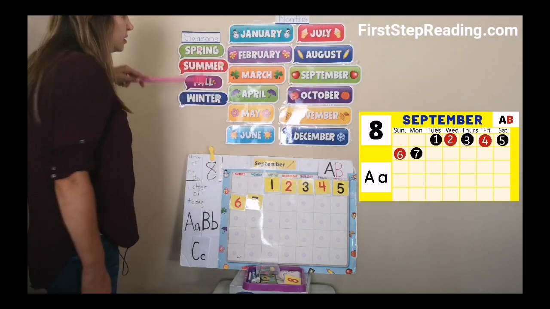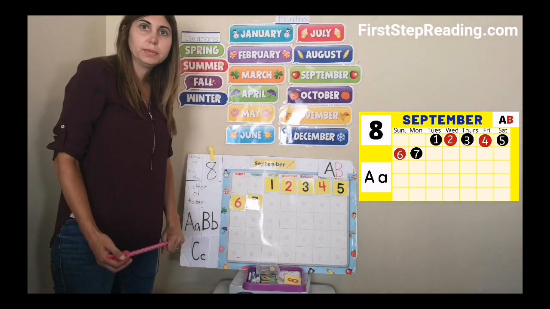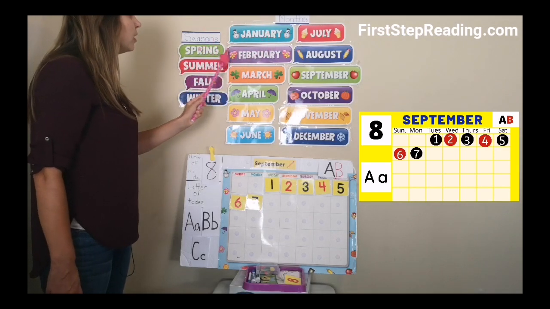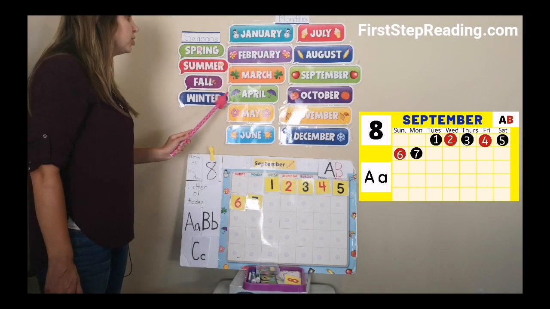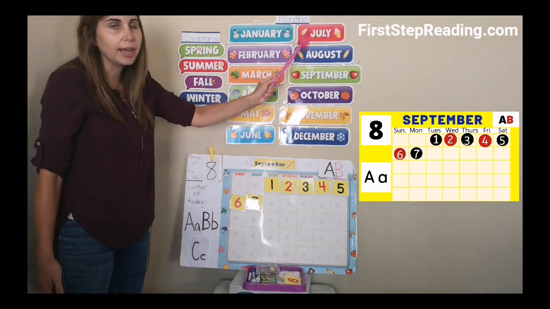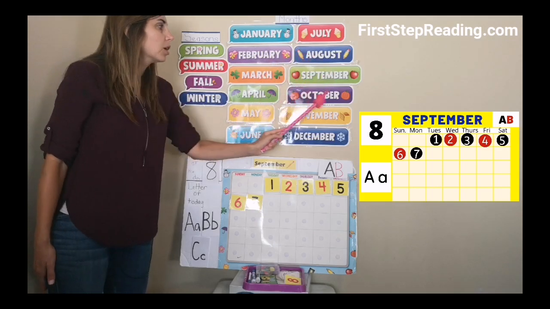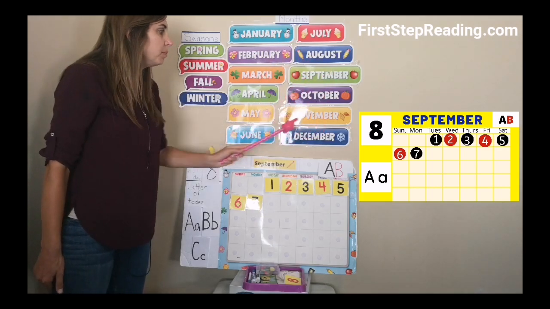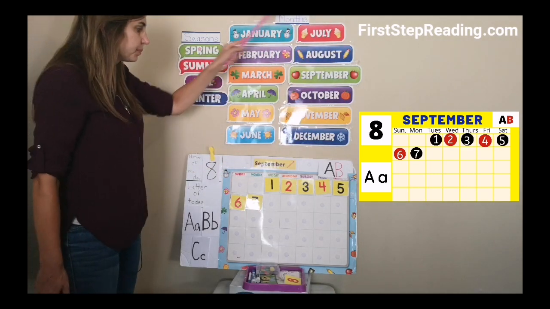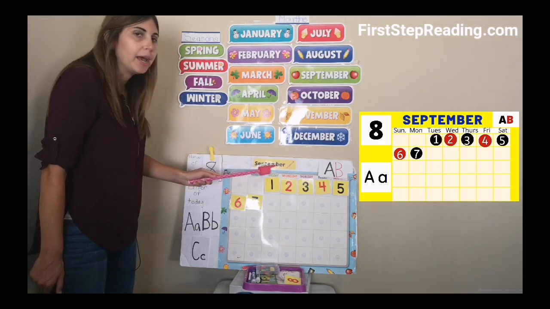Let's go over the months of the year. Do you know how many months are in 1 year? 12. Let's say them together. January, February, March, April, May, June, July, August, September, October, November, December. These are the 12 months in a year. Today, I'm talking about September.